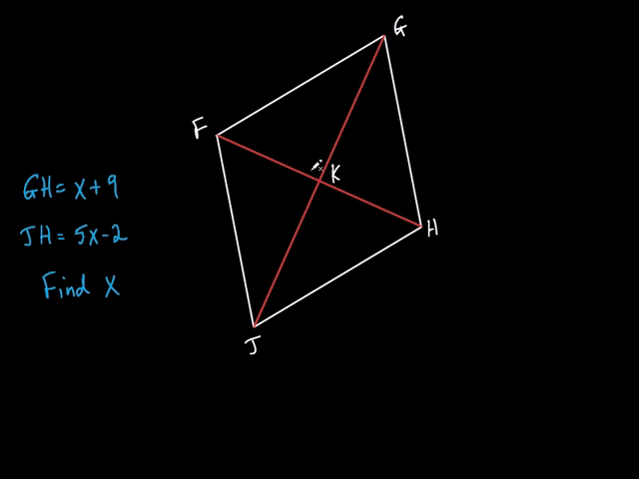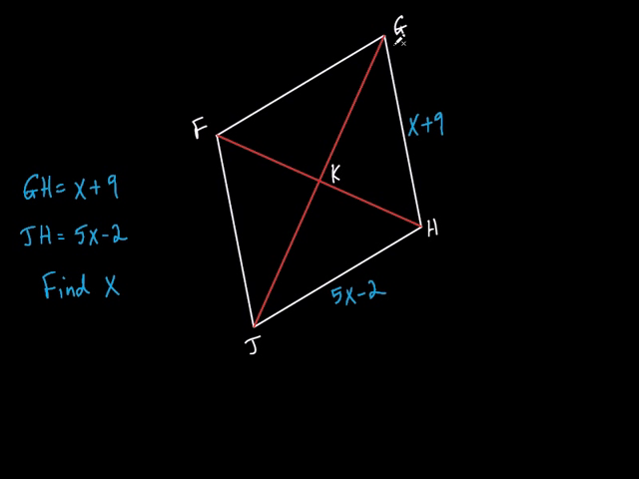This time we're going to talk about the line segments, okay, not the angles. So let's mark the stuff on our picture right here. GH is x plus 9. So here's GH, and I'm going to put x plus 9. That's the length of that segment. JH, this one right here, is going to be 5x minus 2. Now remember, they told you that this is a rhombus, and we just have to solve for x.